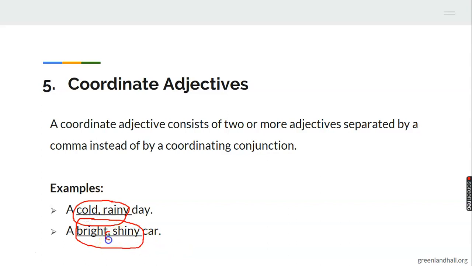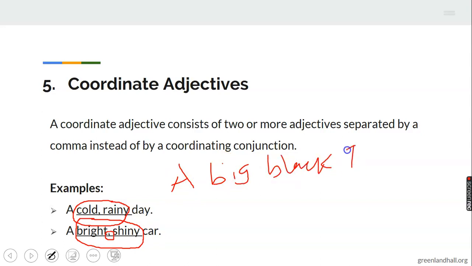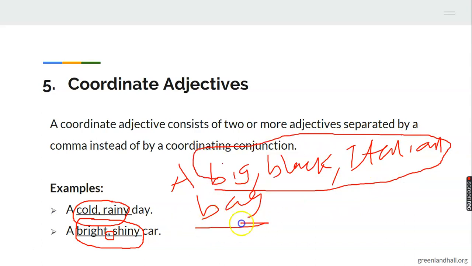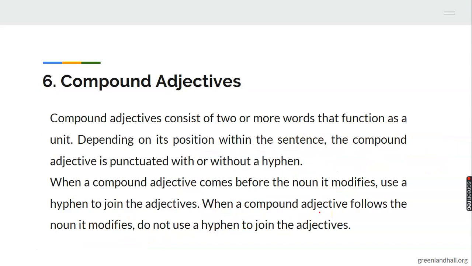But to avoid using "and", I try to put a comma here to show that I am illustrating coordinate adjectives. I can tell you a big, black, Italian bag. A big black Italian bag. These are coordinate adjectives that qualify the noun bag.